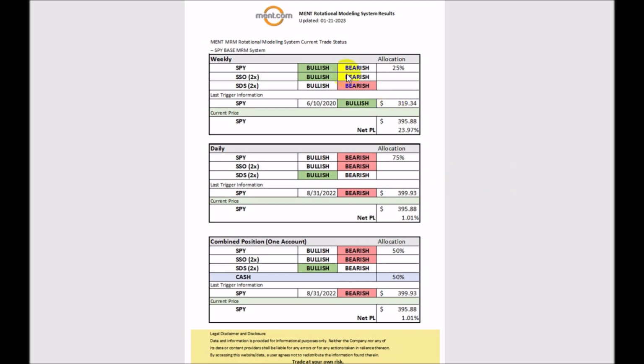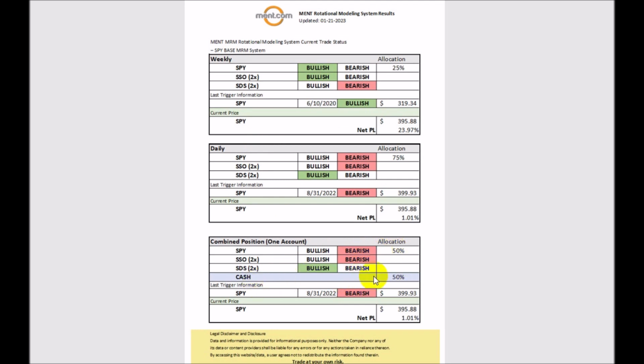Number one, the rotational modeling system's triggers on this page are primarily for your 401k and retirement account. It is a rotational system. It's technically always in the market, either bullish or bearish, and you can see we run it in two forms, weekly and daily, and then that nets us into a one account position, which is where we're at today: 50% bearish and 50% cash.